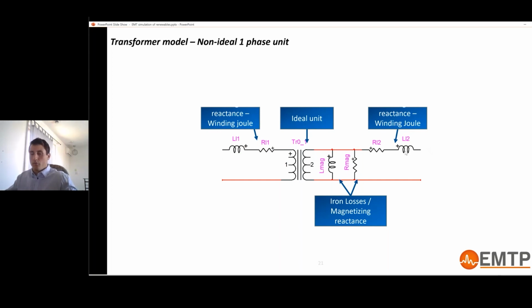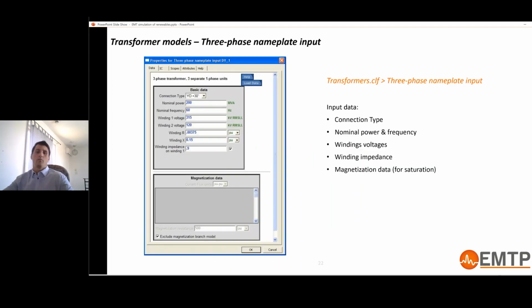Those two, basically, represent the winding impedance, the winding inductance, the winding resistance. So the losses and the reactance. Then you have, of course, the ideal unit to raise or lower the voltage, and the magnetization branch reproduces the core. So you have in there losses through the resistance and reactances of the core. So those are the inputs you will give in EMTP.